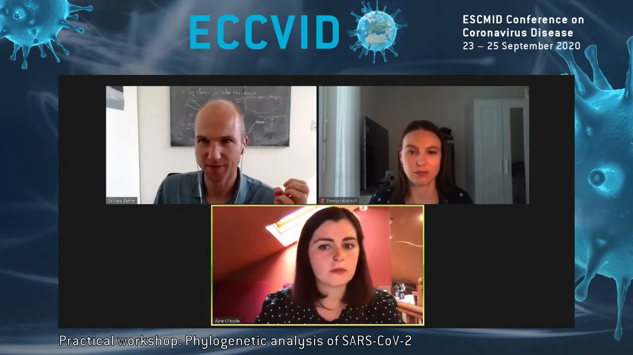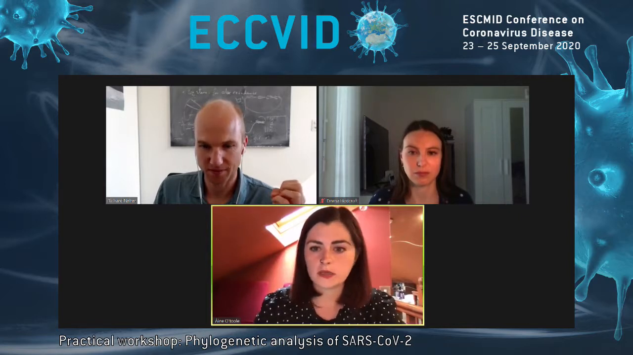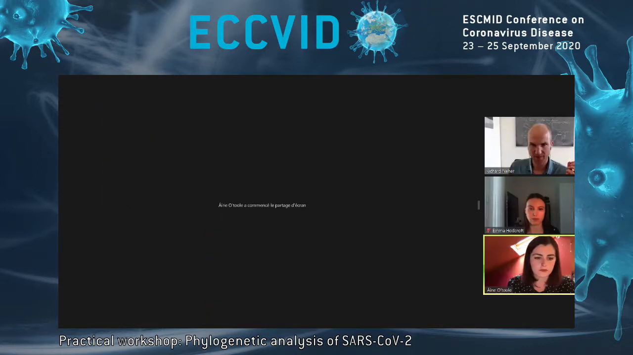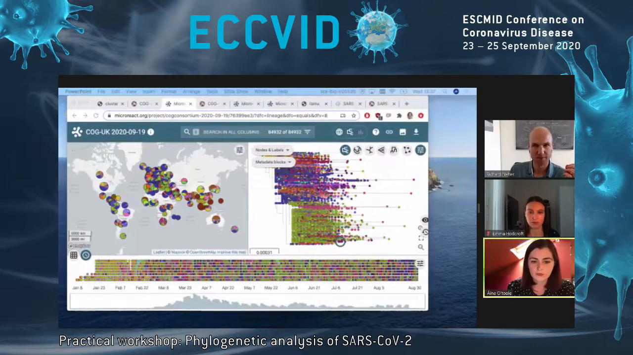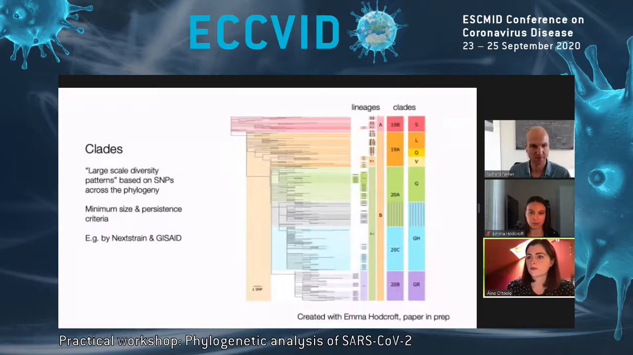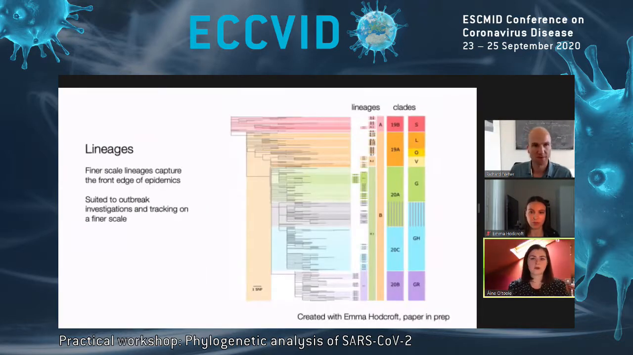So there's a question in the chat asking to explain the Pangolin lineage nomenclature. So I might just share my screen for a second and bring up a figure for that, just to give a little bit of information. So this figure here, again, I showed it earlier, but I know the lineage system is probably a little bit more complicated than the straightforward clade nomenclature.